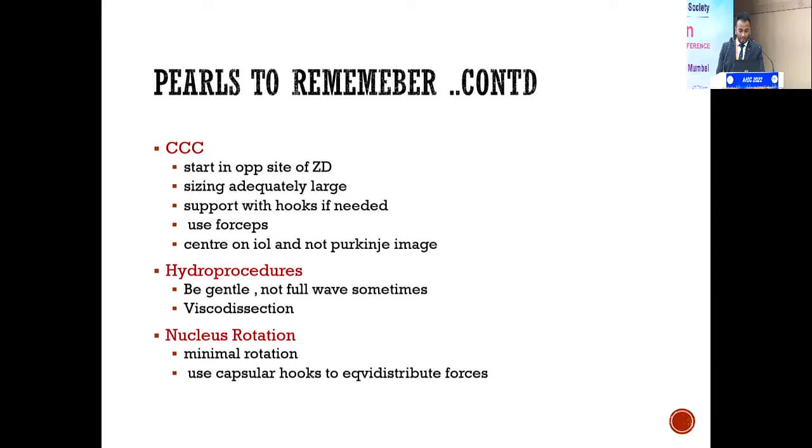A continuous curvilinear capsulorhexis is important. You have to start on the side opposite the zonular dialysis. Sizing is adequately required. Support with hooks if needed. Use forceps and center on the IOL and not on the Purkinje image, because in gross decentration you may falsely go by whatever is seen, and then it becomes an eccentric capsulorhexis. For hydro procedures, you need to be very gentle. There has to be minimal nucleus rotation. I use a technique where I use capsular hooks to distribute the forces and then rotate the nucleus after doing hydro.